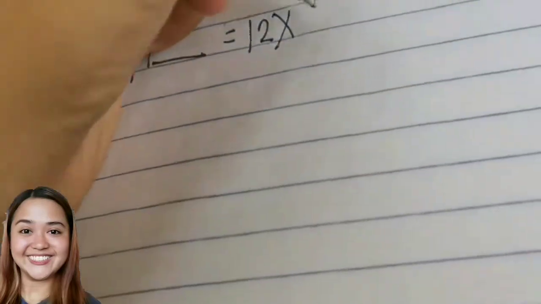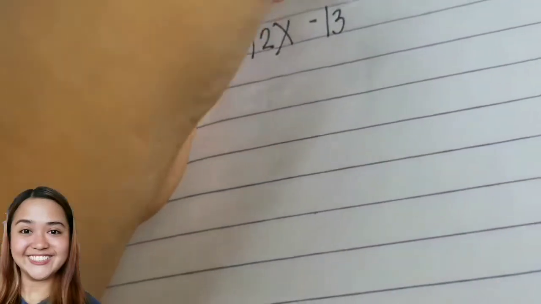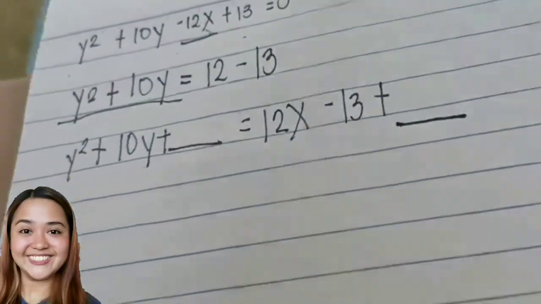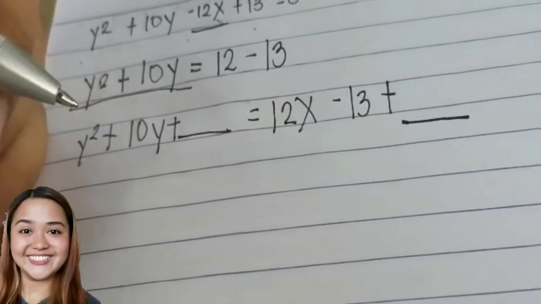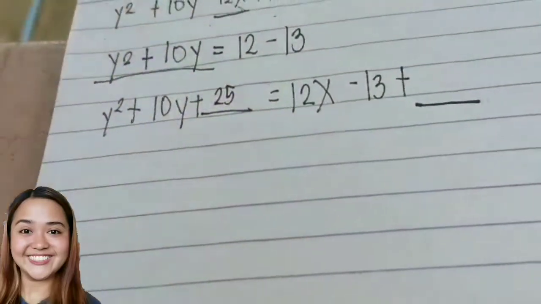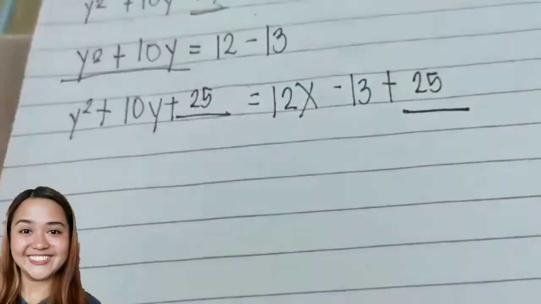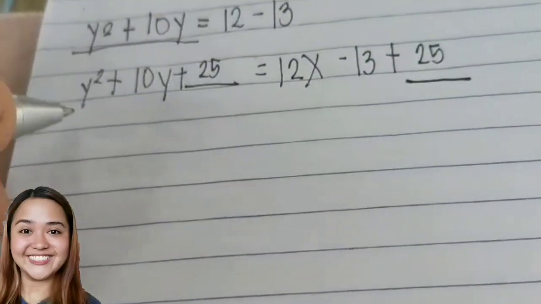10 divided by 2 is 5. 5 squared is 25. Add 25 to make this expression a perfect square trinomial. So therefore, we're going to add another 25 on the other side, and then we're going to square a binomial.